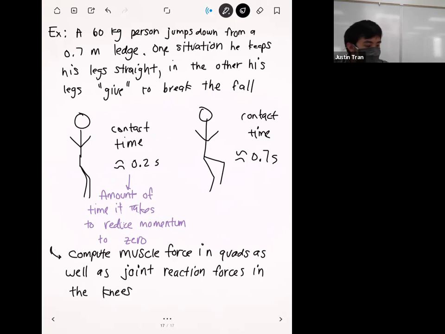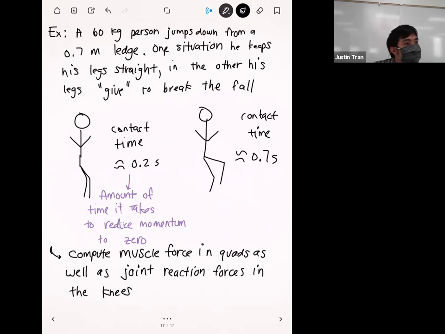If you've ever gone rock climbing, actually, this is pretty terrible. You don't want to land on your legs when you're rock climbing. Normally they tell you to land on your butt because your butt is a lot more cushioned, and it does a little bit of this phenomenon as well, and you're not putting your legs in danger. But you'll see that when you increase this contact time, it makes a big difference on the amount of strain it puts on your body.